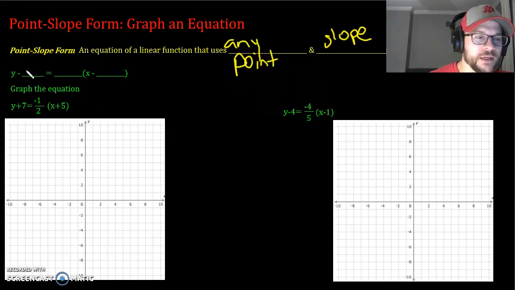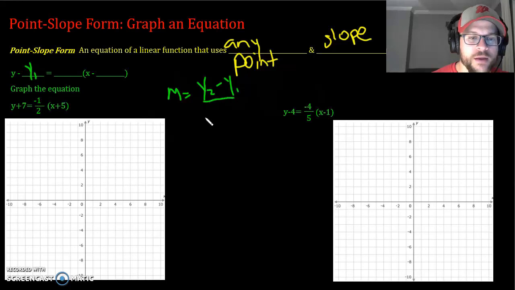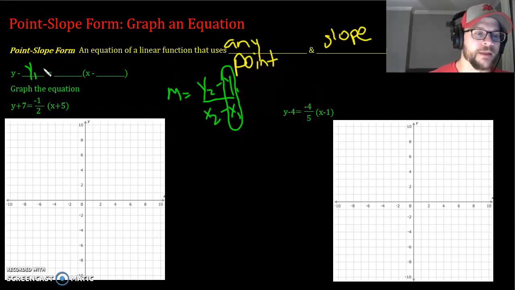There's actually part of your point with the y in your equation, and that's going to be called your y1. I don't know if you remember your slope formula. You had your y2 minus y1 over x2 minus x1. That's just another way to indicate your point. So this is an example. Your x1 and y1 are going to be the numbers that you plug into the form right here for your point. So when you subtract the y minus the y1, you set that equal to your slope, or your m, and then in parentheses, you're going to take your x minus your x1.